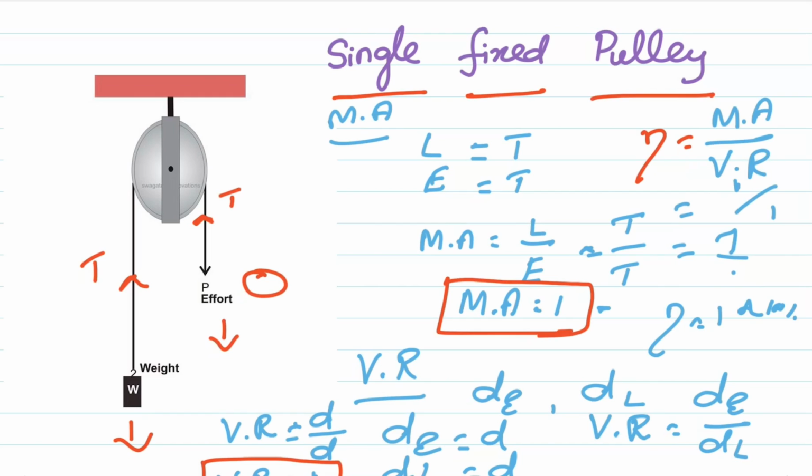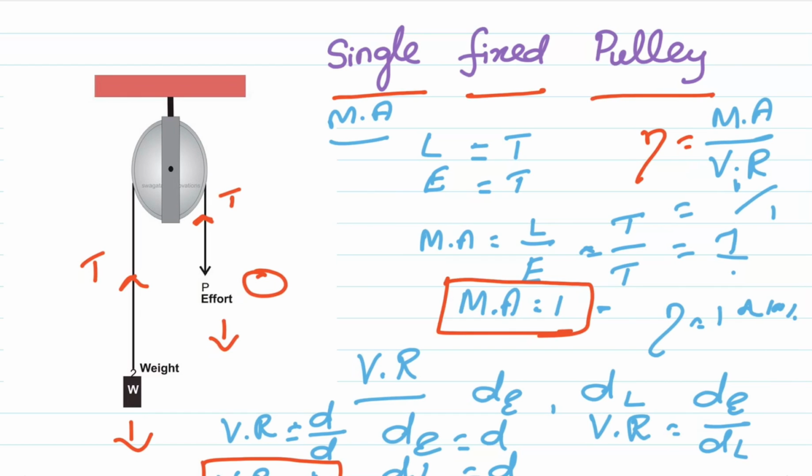The main advantage: here the single fixed pulley is not acting as a force multiplier. That is, by using this pulley we are not obtaining any gain in force. How? See the value of mechanical advantage. Mechanical advantage is equal to 1. Then if the mechanical advantage of the machine is equal to 1, by using that machine we don't get any gain in force, we don't get any gain in speed.